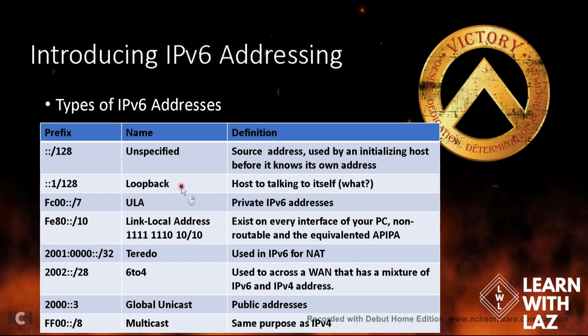And then this one really threw me for a loop. Loopback, right? There's only one loopback address. That's it. Period. This is their description: host talking to itself. When I read that, I was like, what? Because in IPv4, when they make the comparison, they compare that to 127.0.0.1. The definition for that one is that it's checking the TCP/IP services. So on IPv6, it's just talking to itself. That's their definition. It's talking to itself.